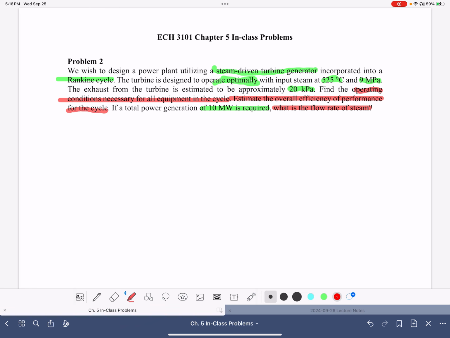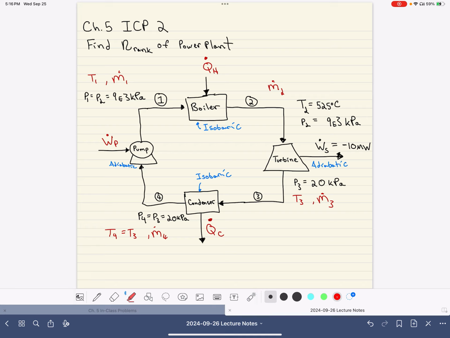Based on this problem statement, we could sketch a schematic that looks like this, right? Where we have our Rankine cycle where the steam first passes through the boiler where it receives some heat, and then it passes through the turbine where some work is extracted from the steam. The outlet from the turbine then goes into a condenser where it's condensed back into a liquid, which is then passed through a pump, which gets it back up to a high pressure.